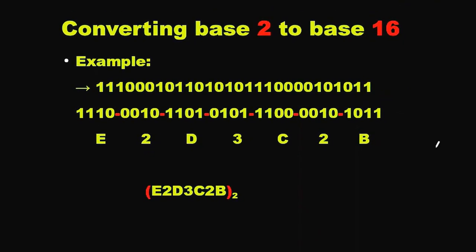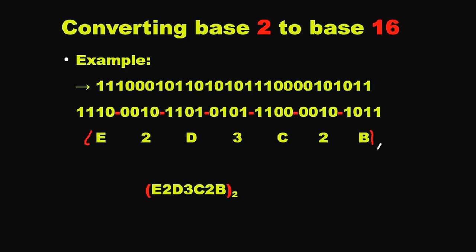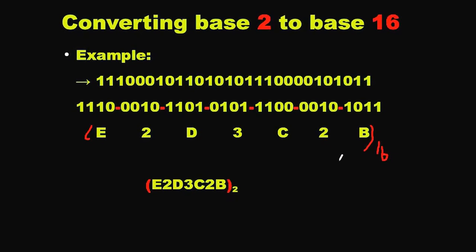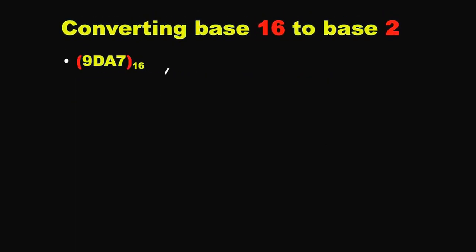So this binary number equals this hexa, and how do I indicate this hexa? I put that 16. Converting base 16 to base 2. What do I have? 9DA7, and where is the 9DA7, and each hexadecimal number is what?